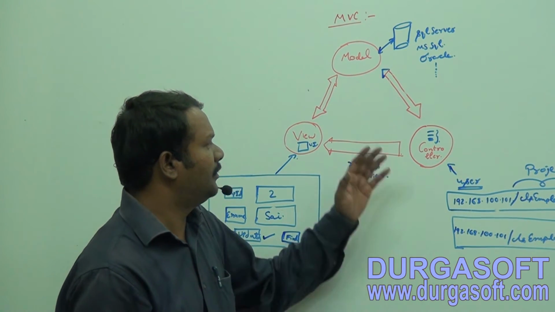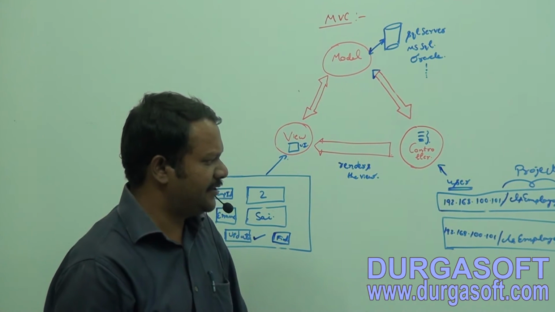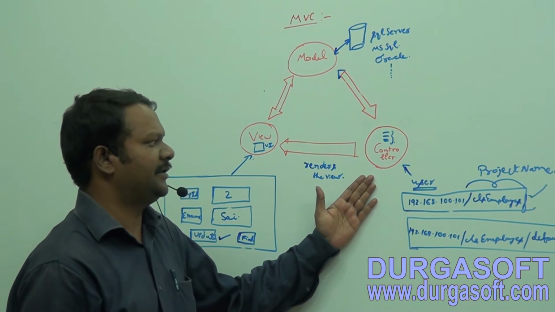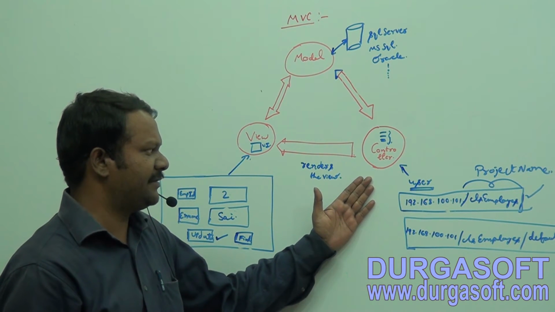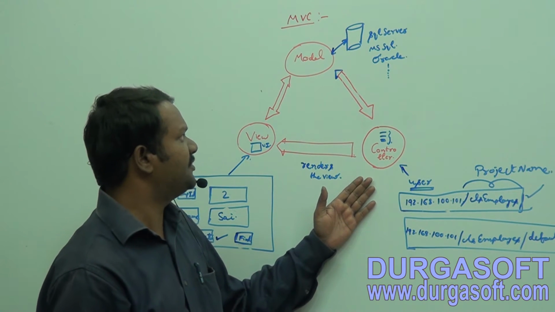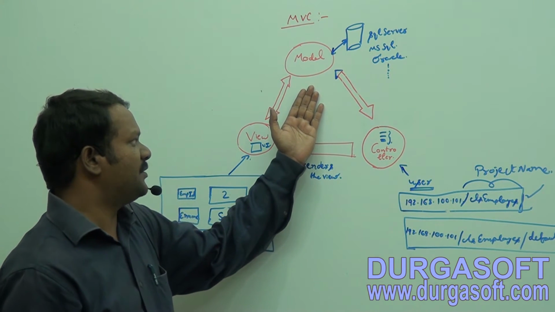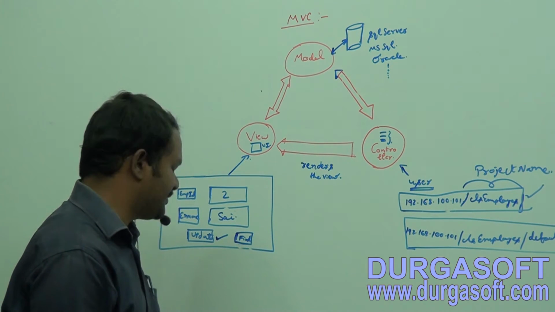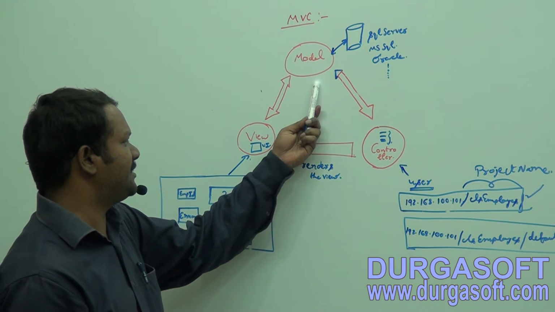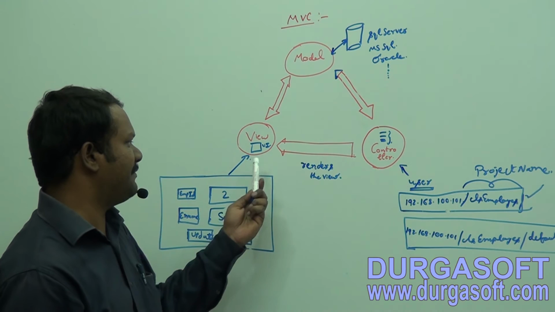So, what does the user do? He makes a request to the controller. In the controller, the methods will be there, which invoke this model. This model gets the data from the SQL Server database. So from the SQL Server database, the data is given back to the view.